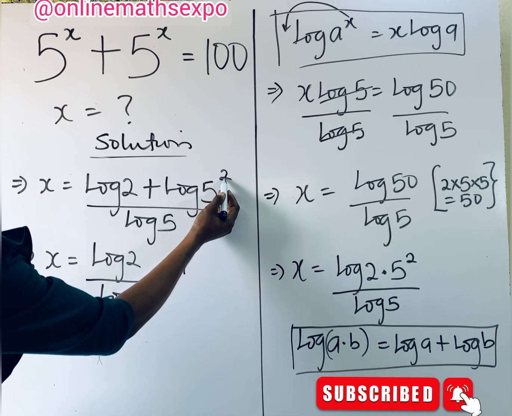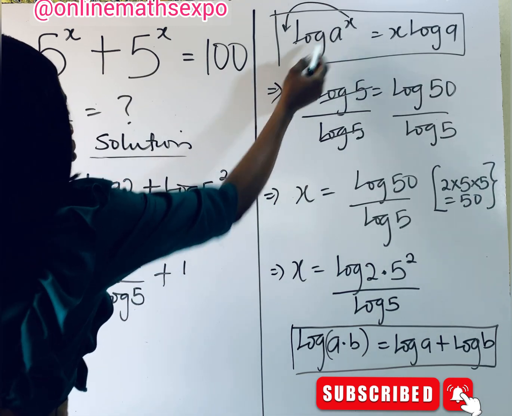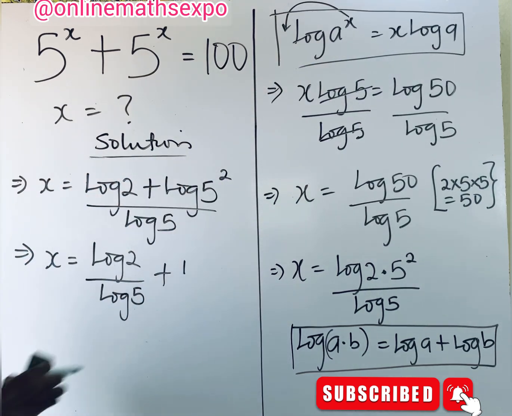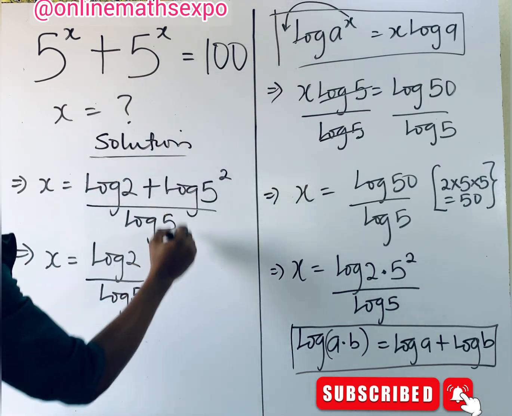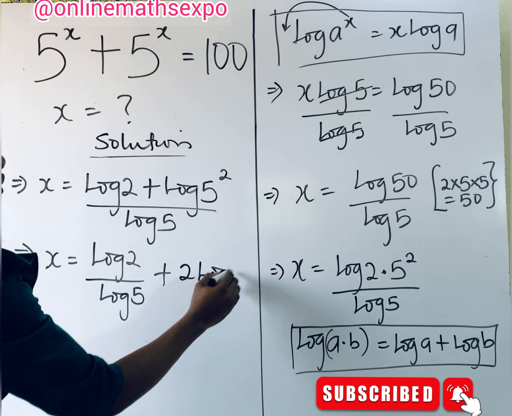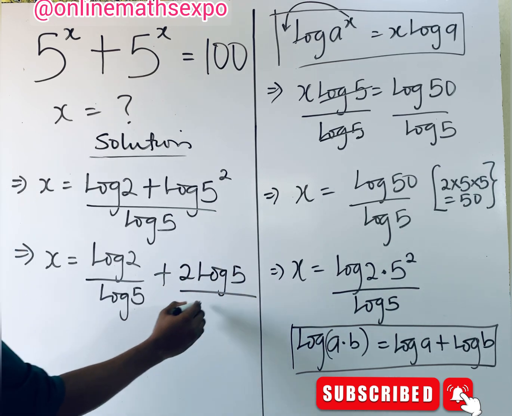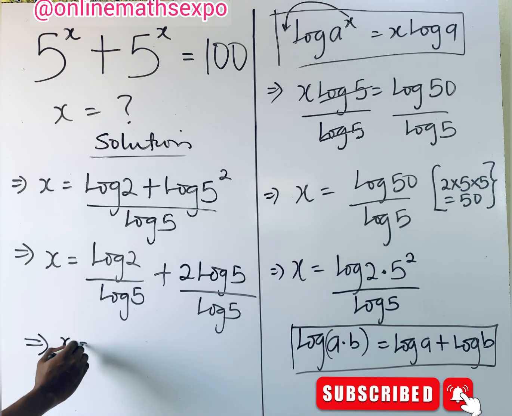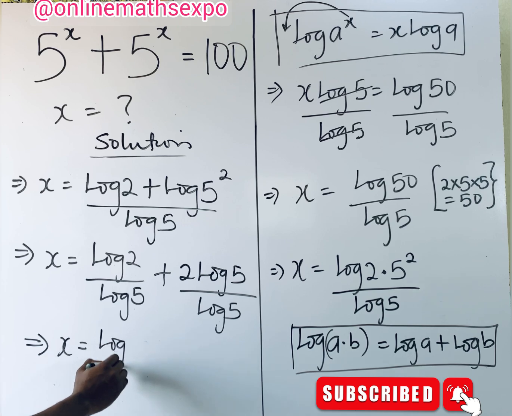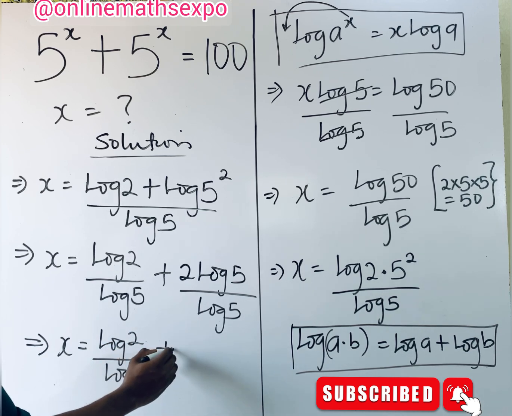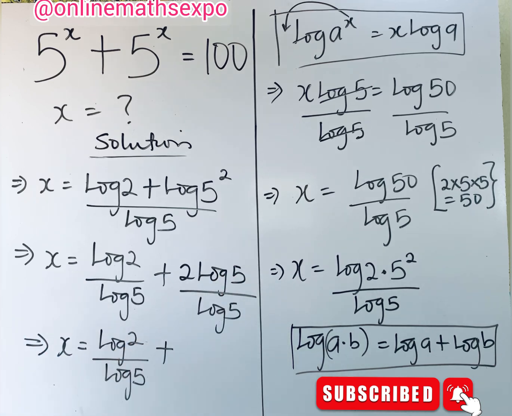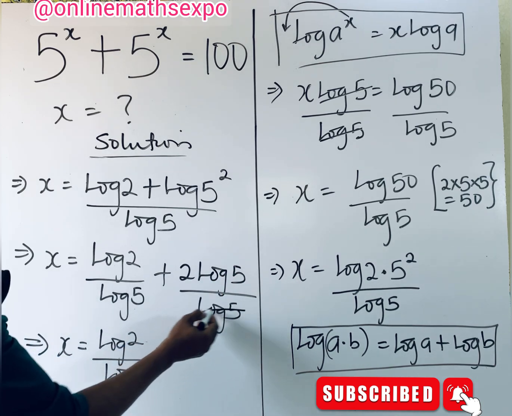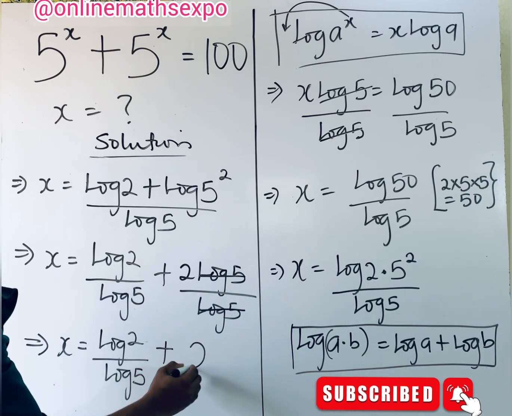Now remember that these two as a power, according to this rule, the power multiplies the log. So we are going to simply use the power to multiply. It gives us 2 log 5, then divided by log 5. Now what do you do next? You keep simplifying. So x will give us log of 2 divided by log of 5, plus this and this are the same. Did you see? So you can easily cancel it. So you'll be left with 2.